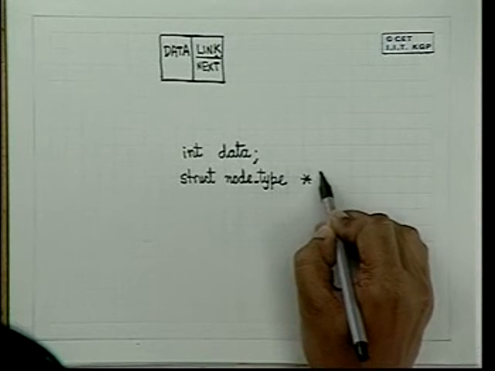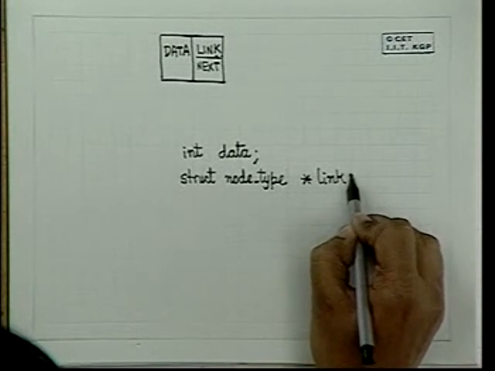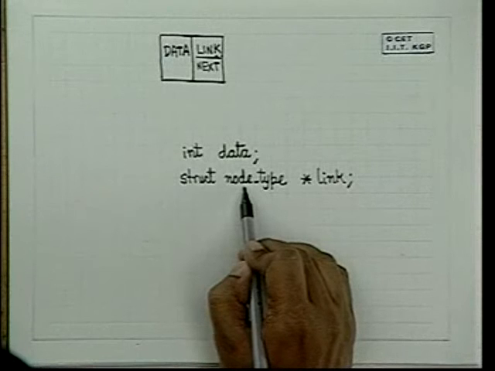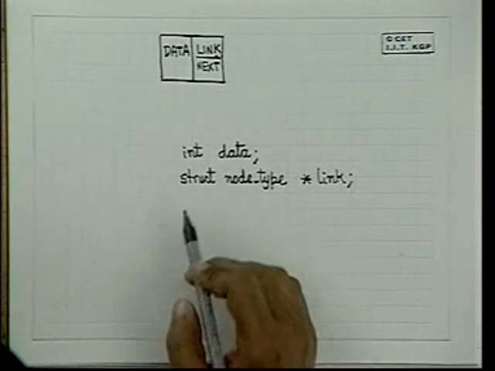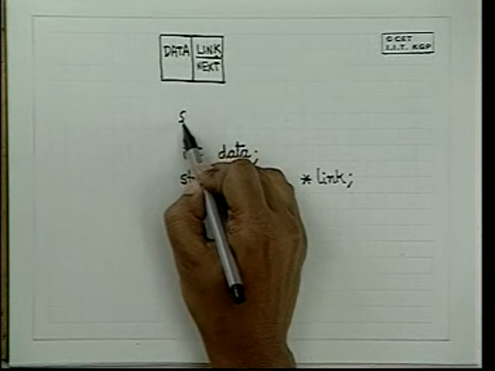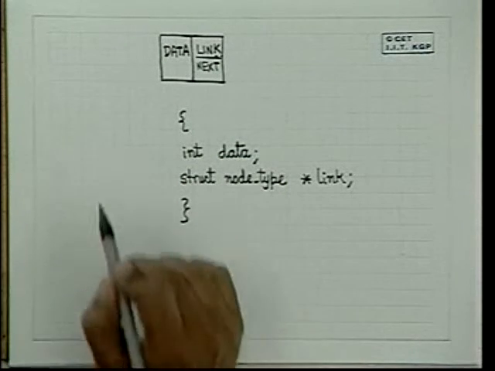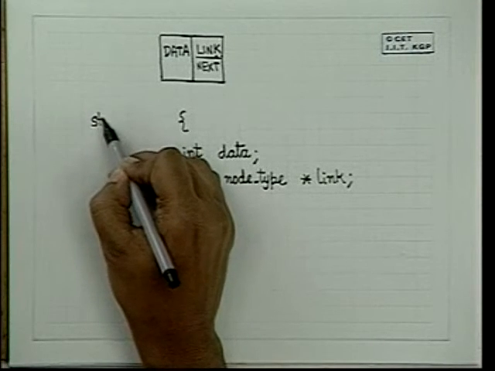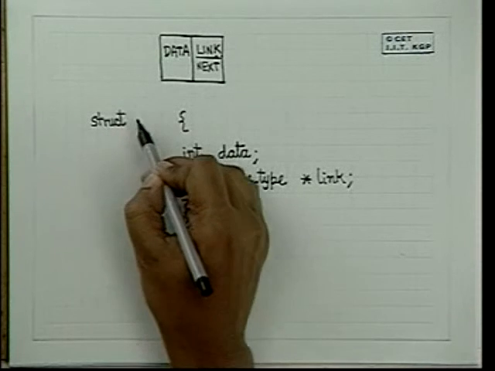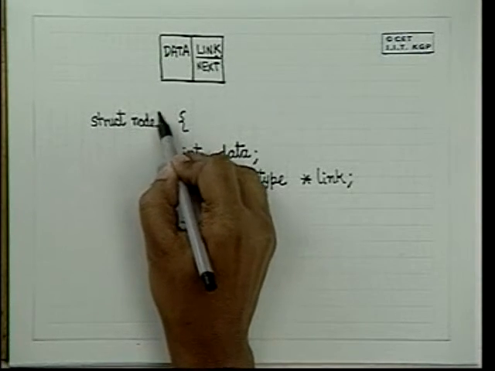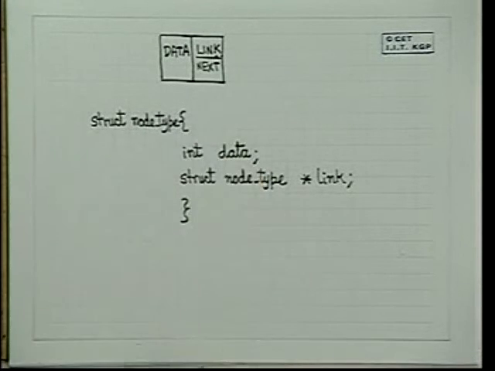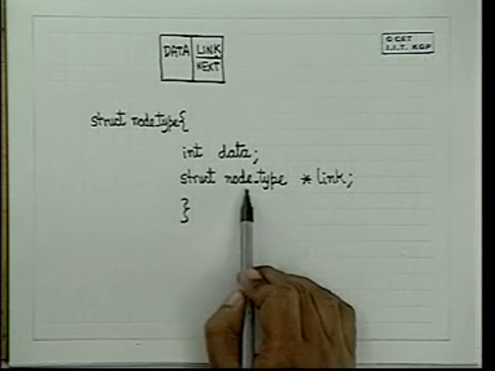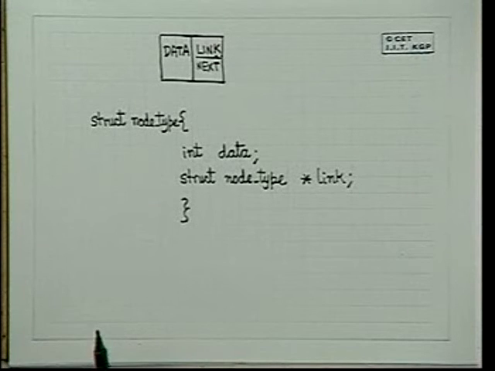So this is what it will be. It will be a pointer to node type. But remember, node type is this structure itself. So we have to declare this node type, struct node type. So struct node type, int data, and link is a pointer to node type.